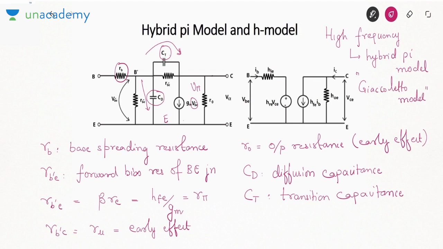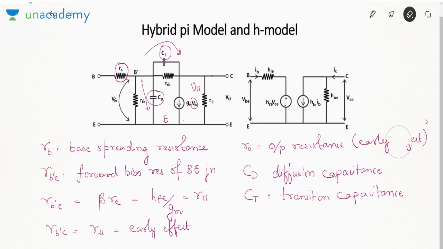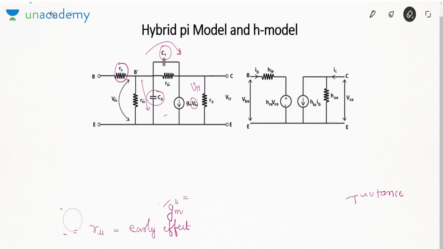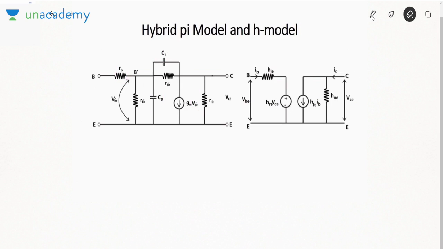Now what I wish to try in this slide is deriving the parameters of this hybrid pi model in terms of your H model. But in the H model we don't have any capacitances. So let me remove the capacitances and redraw this circuit. So what I'll do? I'll open circuit these capacitances. Why open circuit? These capacitances are very low, so their reactance would be very high. Hence they will be open circuited.